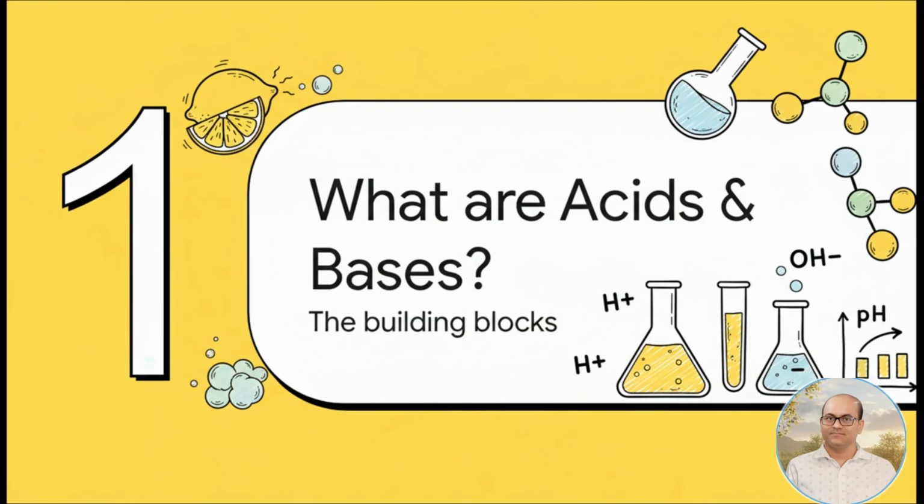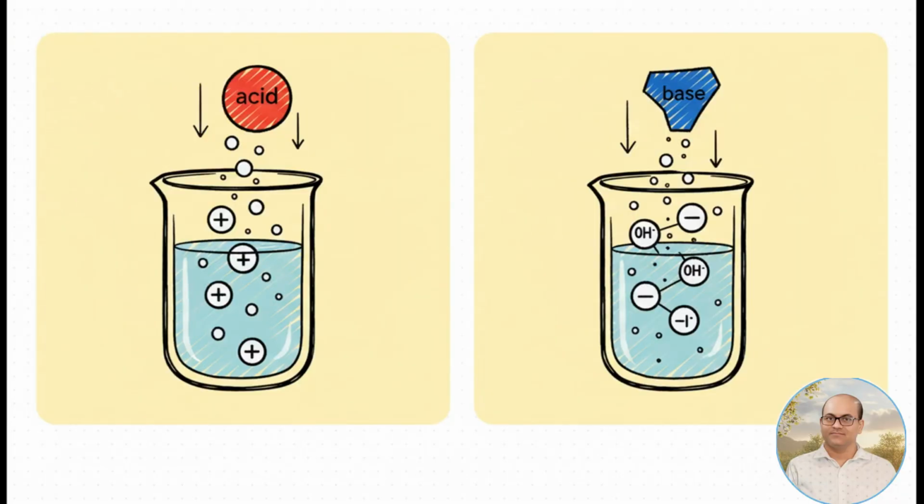So to solve this mystery of the lemon and the soap, we first need to meet the two main characters of our story today. They are two big chemical families called acids and bases. You can think of them as the fundamental building blocks for everything we're going to learn. So what really makes an acid an acid and a base a base? It's actually very, very simple.